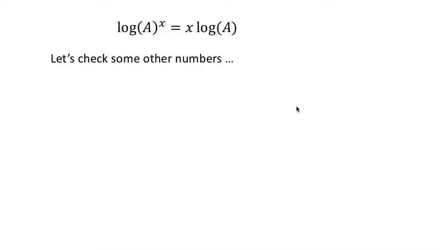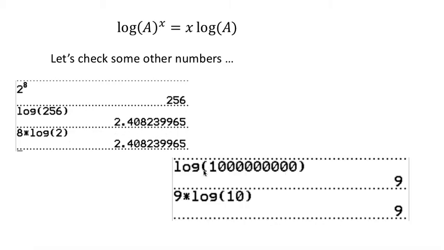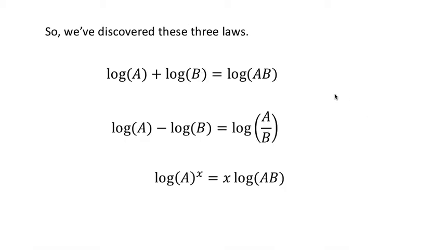Let's try some other numbers. Okay, 2 to the power 8 is 256. Log 256 is the same as 8 times log 2. So yep, it works. This is 10 to the power 9. So log of 1 billion is 9, or it's 9 times log 10. Log 10, of course, is 1. I didn't need a calculator to do that. So look at that. We've just discovered 3 laws.